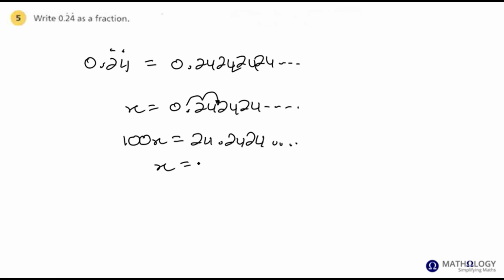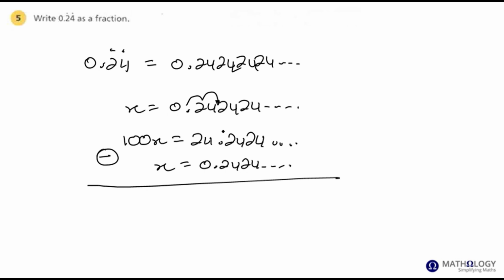Now I'm just going to write x underneath that just to make the subtraction look a little bit easier. We're now going to subtract these two expressions, because we look at the decimal parts. Everything after the decimal point, 0.242424 recurring, we have that in both expressions. And when we subtract the expressions, that part will cancel. So 100x minus x is 99x. 24 minus 0 is 24. And the decimal part will cancel. That's the whole purpose of doing all of this.